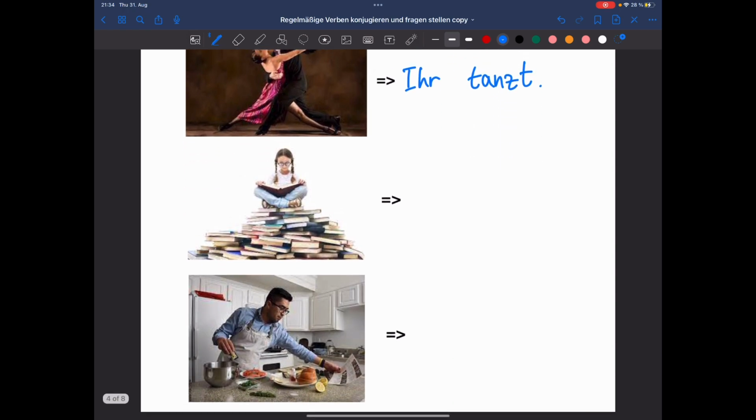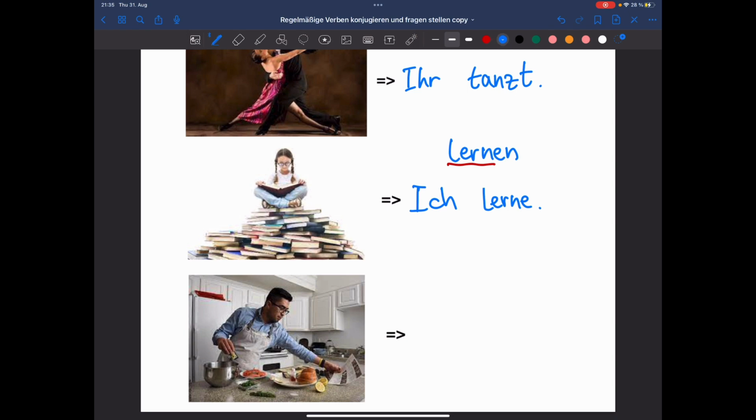Next one. What is this girl doing? That's right, she's reading a book, but you could also say that maybe she's learning something. So we're going to use the verb to learn. In German, lernen. And the verb stem is lern. Now let's use the personal pronoun ich. Ich lerne. Perfect, sehr gut.